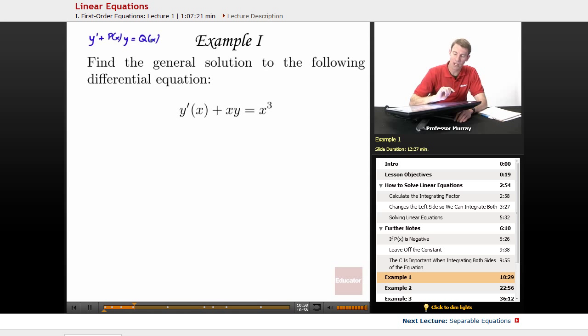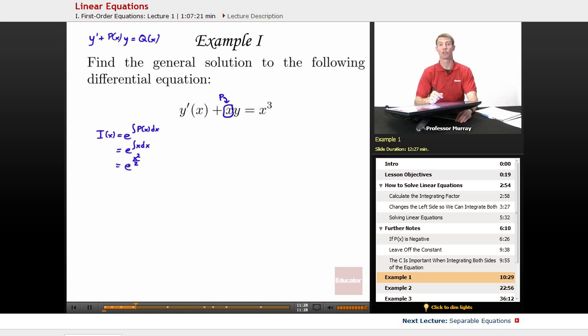And remember the strategy here is to find the integrating factor, I of x, which is equal to e to the integral of p of x dx. That's always our strategy for linear differential equations. In this case, the p of x is that x right there. So we have to do e to the integral of x dx. And that's just e to the x squared over 2. The integral of x is x squared over 2.